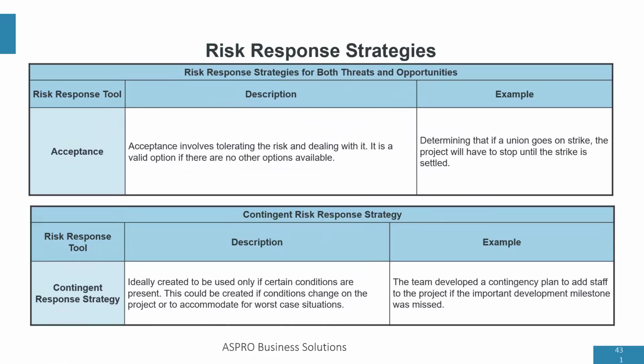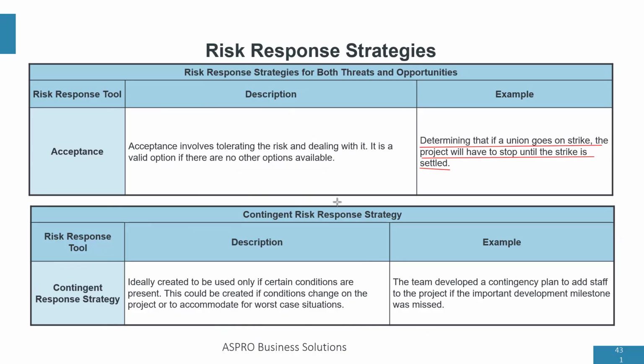Then we have acceptance. Acceptance involves tolerating the risk and dealing with it. It's a valid option if there are no other options available. Let's look at the example here. Determining that if a union goes on strike, the project will have to stop until the strike is settled. So we are just going to accept the risk. That means we're not going to do anything, allow the risk to happen, and once it's over, we continue our project.